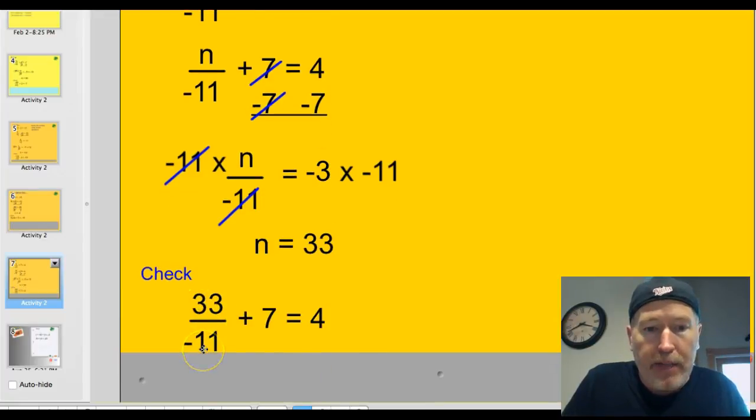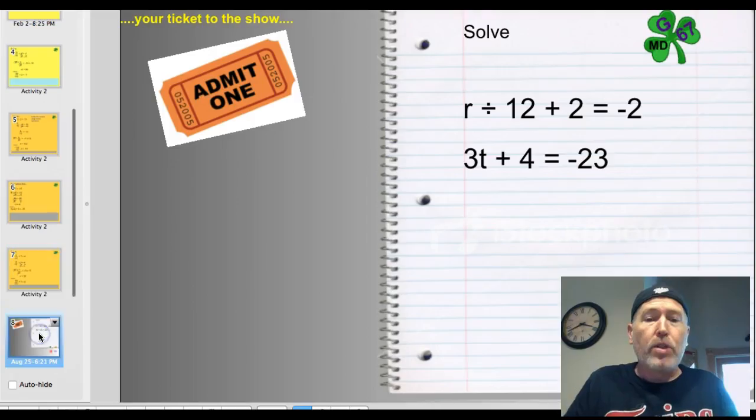33 divided by a negative 11, that's going to be 3, but it's going to be a negative 3 because I have an odd number of negative symbols, so a negative 3. And if I add 7 to that negative 3, we end up with a positive 4 as an answer. So that did work out.